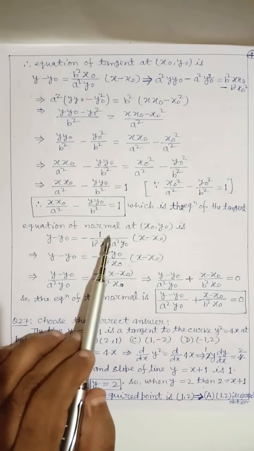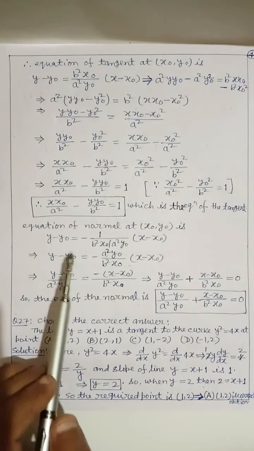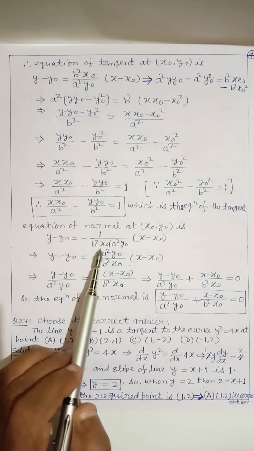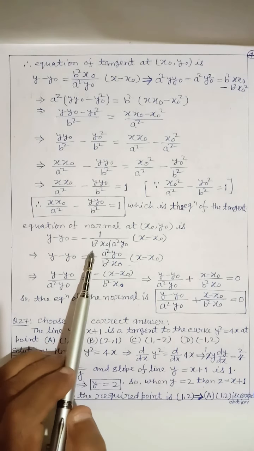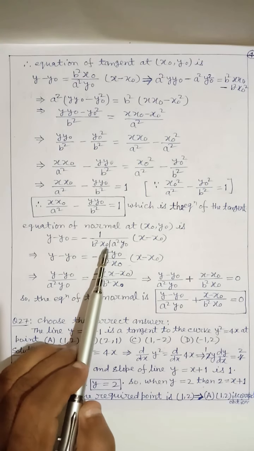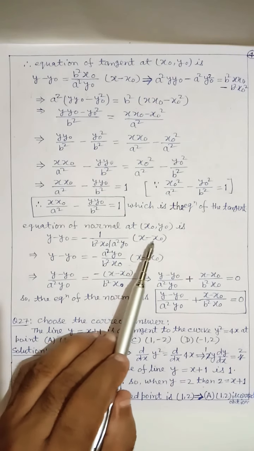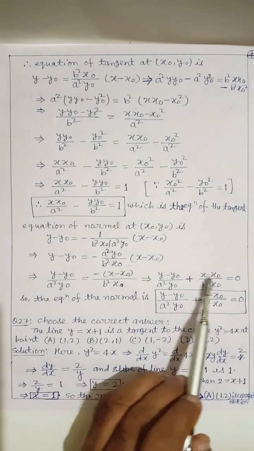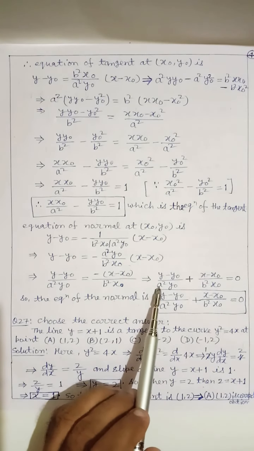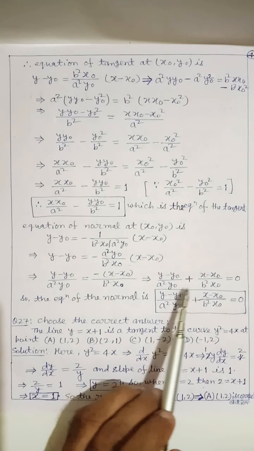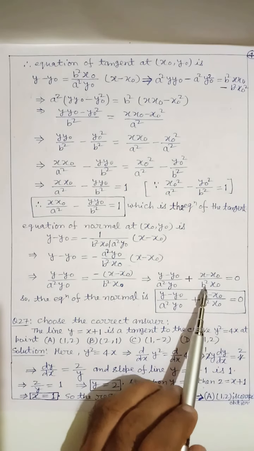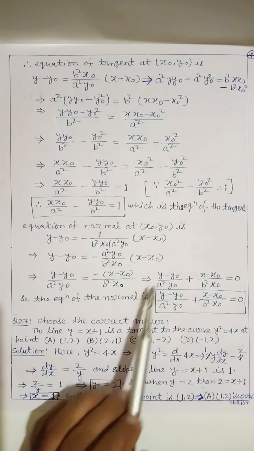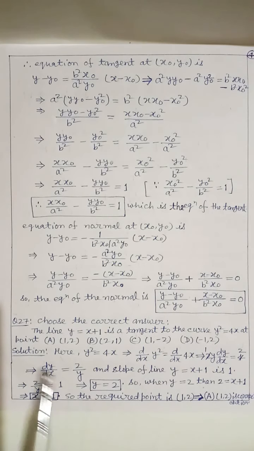Now we find the equation of the normal. Here you already know y minus y0 equal to minus 1 by dy by dx, so b square x0 by a square y0 into (x minus x0), and we solve this and we get (y minus y0) by a square y0 plus (x minus x0) by b square x0 equal to 0, which is the required equation of the normal.